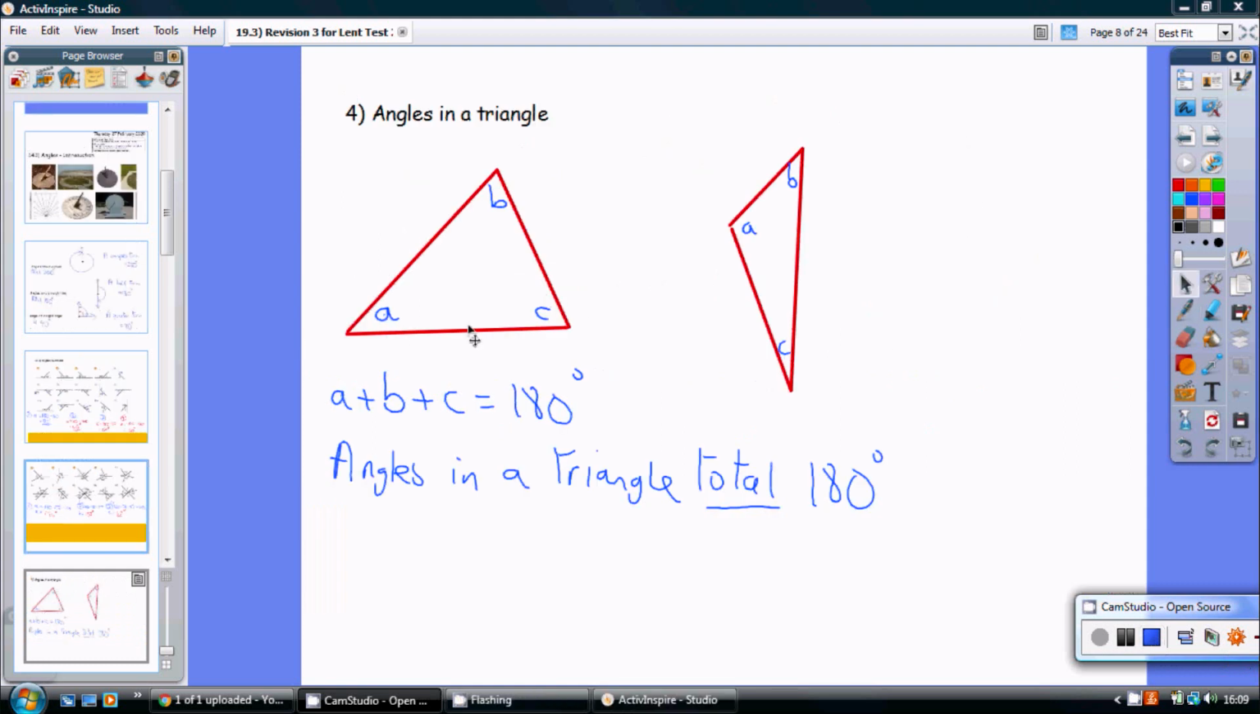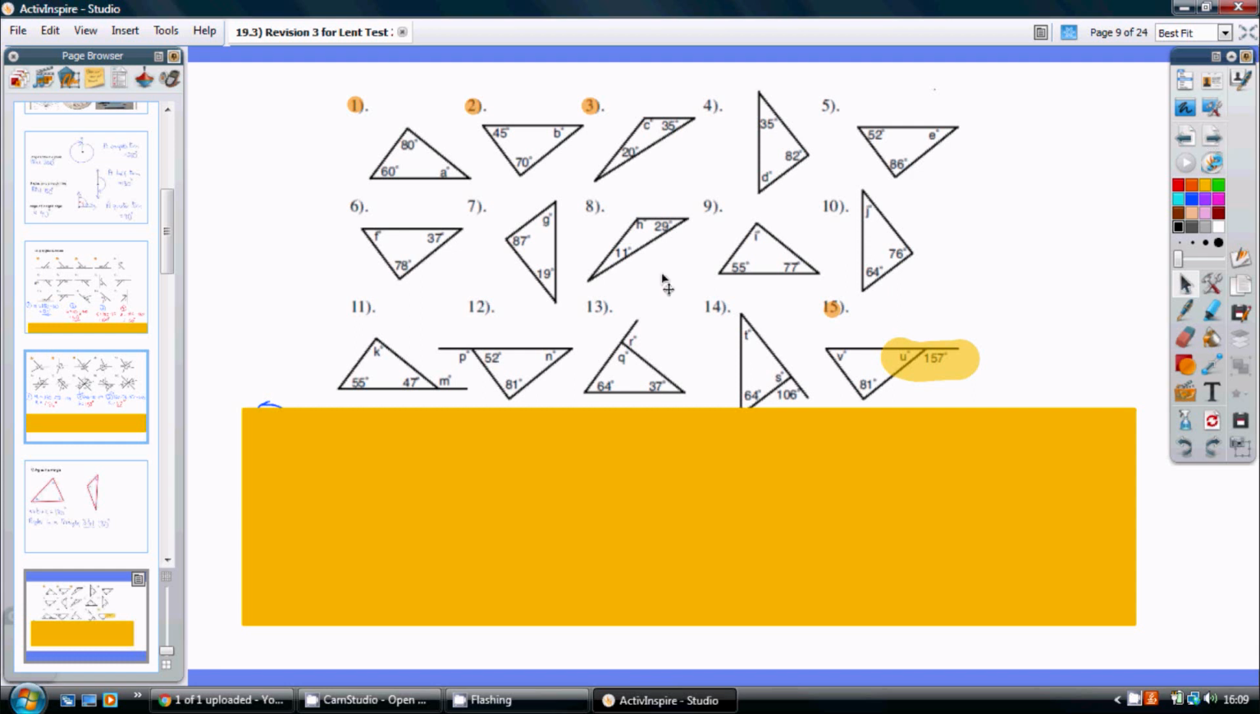So the next thing we noted was that the angles in a triangle add up to 180. So if you happen to know 2 of them, you add those 2 together, take them away from 180, and that's how you work out the third angle. So a little bit of practice on that. Please have a go at questions 1, 2, 3 and 15. Pause the video while you do so.